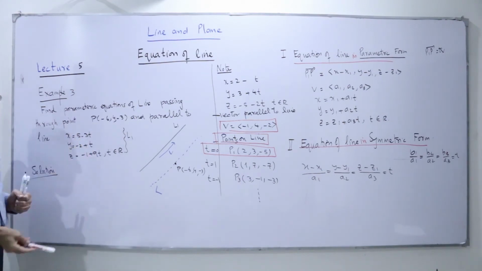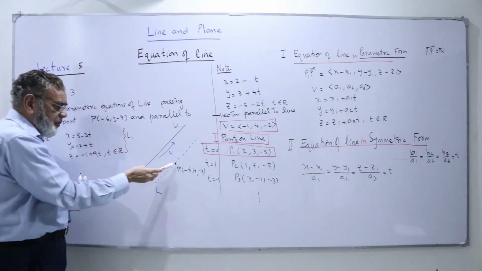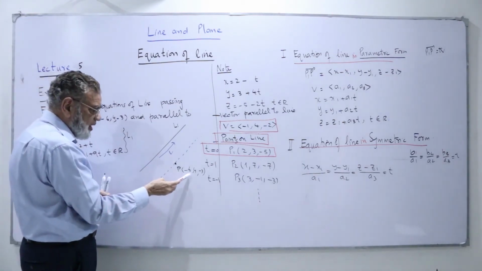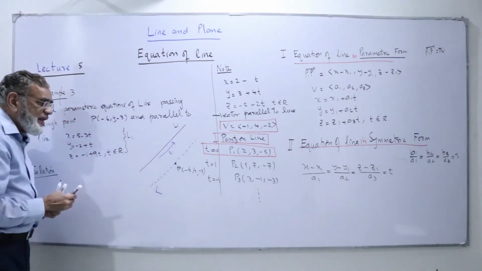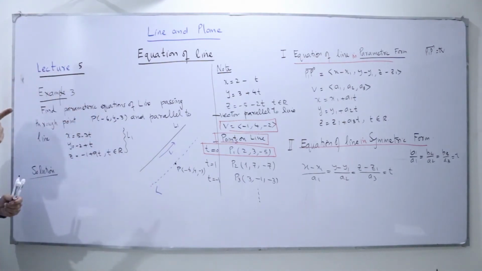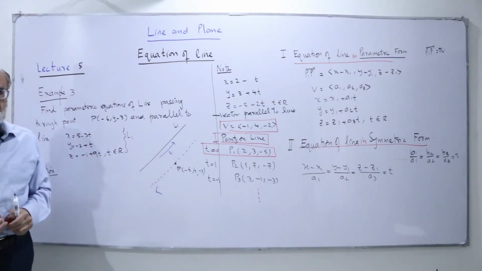In this example, we want to find the parametric equation of the line passing through the point P and parallel to this line. So we have this line L1 given by these equations. And we have the point. This is point P, minus 6, 4, and minus 3. We want to find the equation of line L. So we need two things again. We need a point and we need the vector. From where do we get the vector? The vector will be parallel to the line.